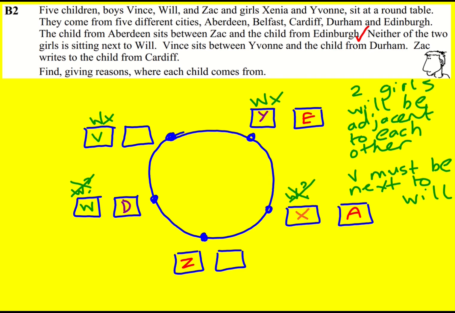And we know that Zach writes the child from Cardiff, so Zach himself can't be from Cardiff. It must be that Vince is from Cardiff, which just leaves Zach from Belfast. And it all came together. The hardest bit, really, I think, was identifying Will and Vince, where they were, and then it came. So it all worked out.